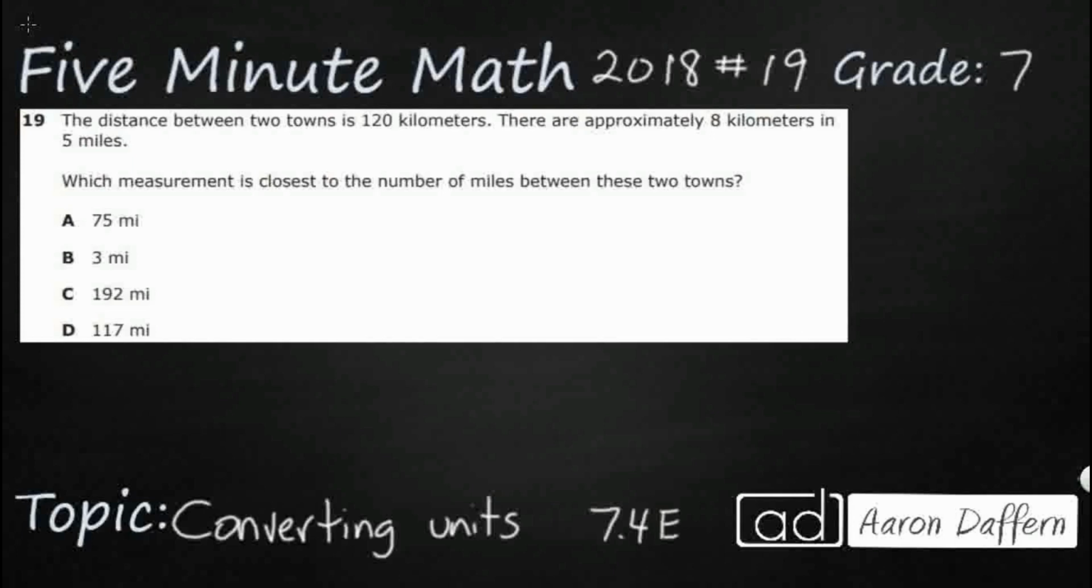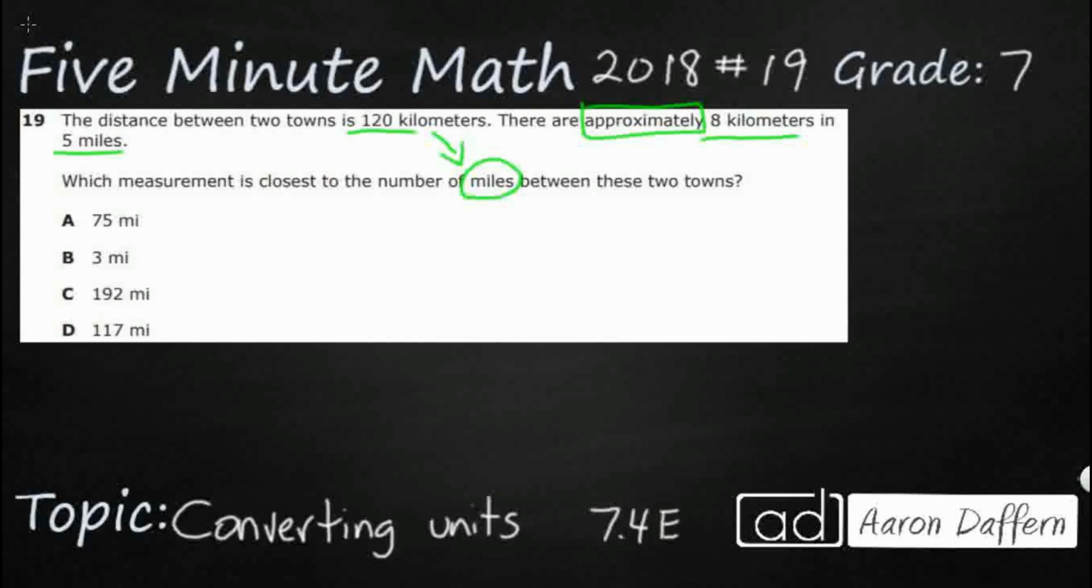So we have the distance between two towns, 120 kilometers, and then we get this ratio here. We've got 8 kilometers in 5 miles, approximately. It's not perfect, but it's close enough for calculations. So we need to find the measure that is closest to the distance between these two towns in miles. So we're simply just trying to change 120 kilometers into miles. And we know the ratio of 8 kilometers makes about 5 miles.